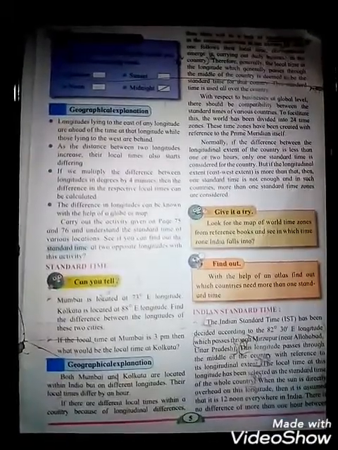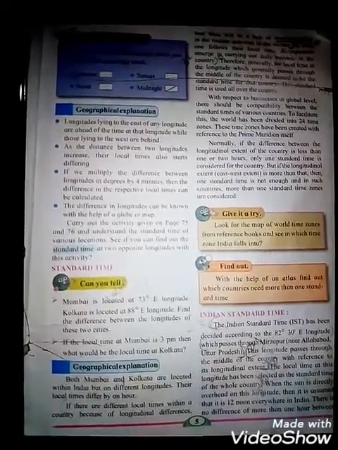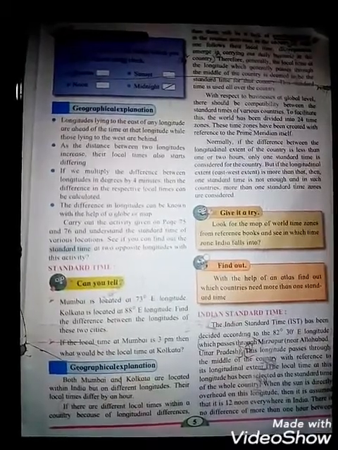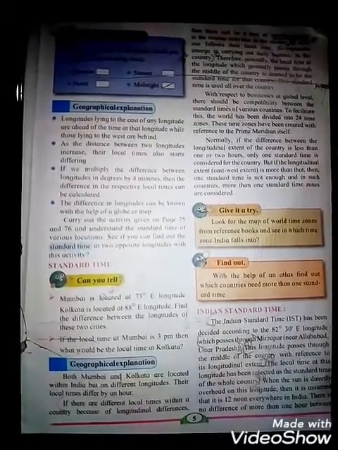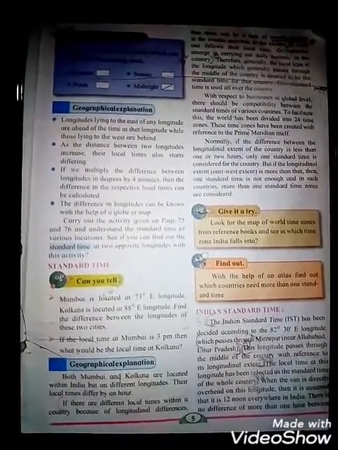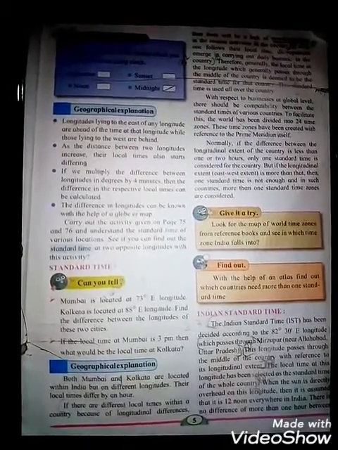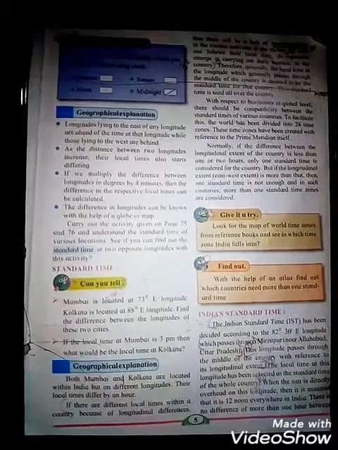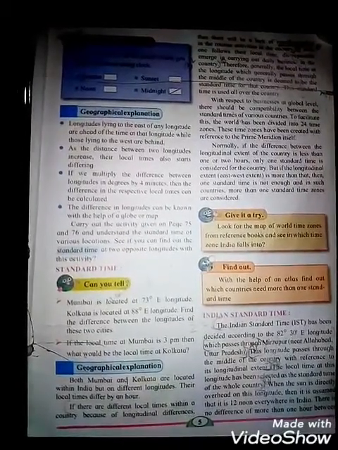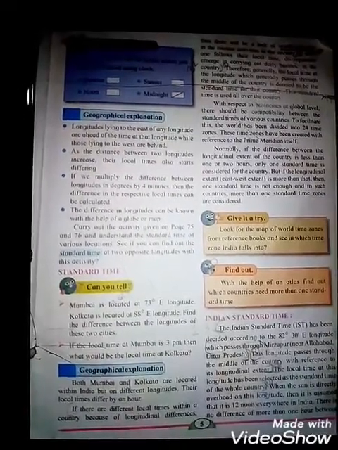Now see, students, Mumbai is located at 73 degrees east longitude, Kolkata is located at 88 degrees east longitude. Find the difference between the longitudes of these two cities. Mumbai and Kolkata are in the same country, but still there is a difference between the longitudes of these two cities. So you do 88 minus 73, what will it be? 15 degrees will be the answer.